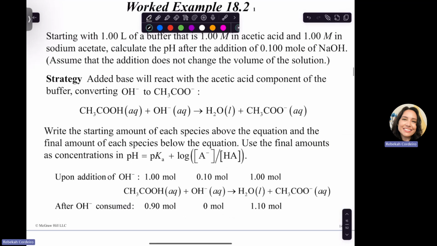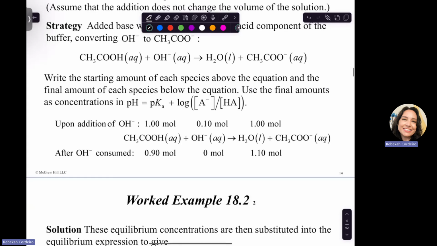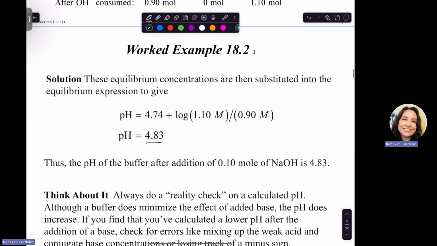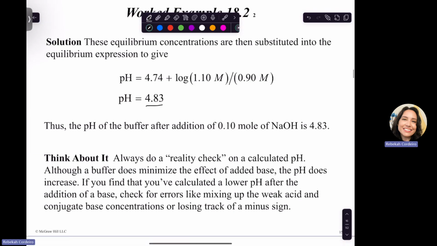If you didn't get that, check your work. They have the strategy here to kind of show the work. I did it a little bit different. I do addition, change, and after. It's like ACA. And then does that make sense? We added a little bit of base and the pH went up a little bit, which makes sense, but not up a whole lot because the buffer's still buffering.